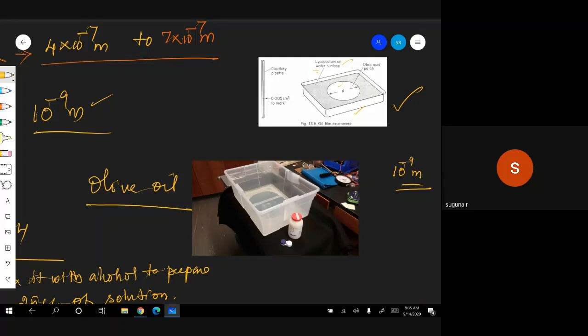Therefore, what is to be done? There are two methods. First, you have to find the area of the spread. Let the area be A. How to find it, I'll tell you. And the thickness of the spread is T. The thickness is your molecular size. Area into T gives you what?